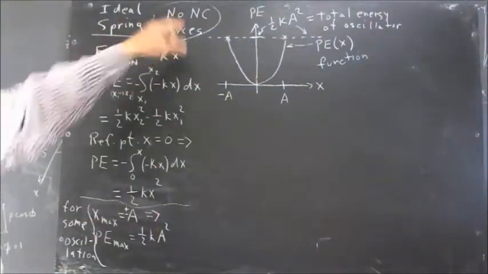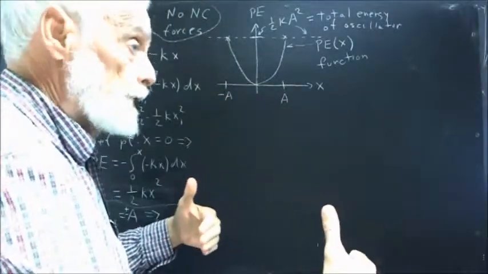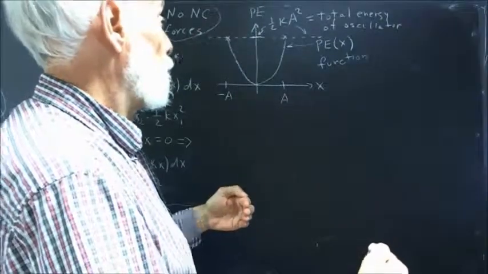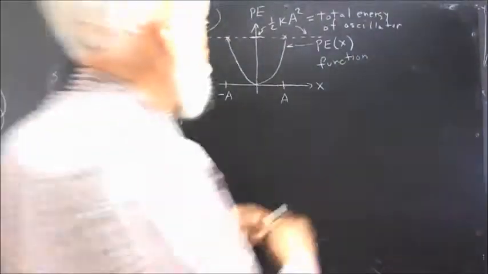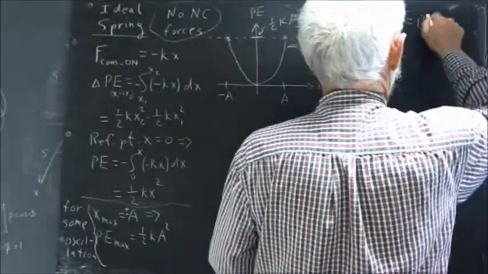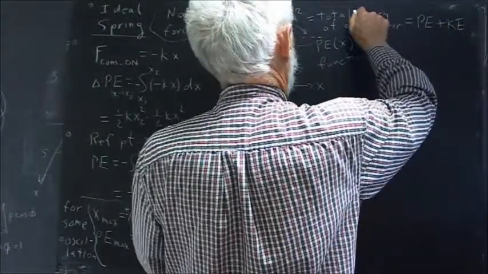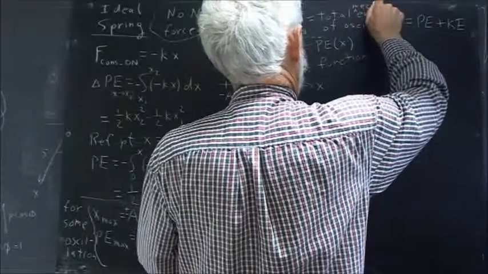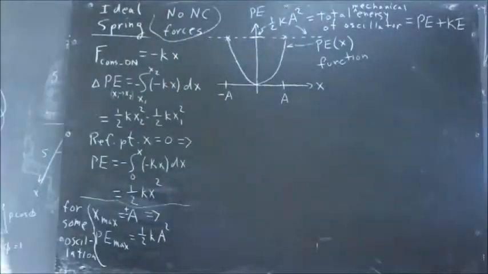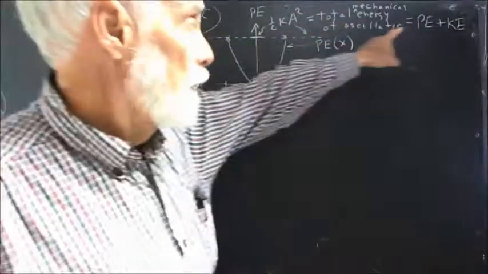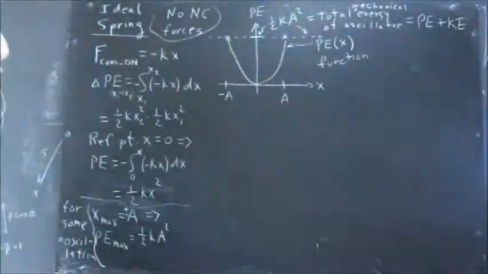Because there are no non-conservative forces, if A is the position at which the oscillator stops, its kinetic energy is 0. Total energy is the sum of the potential and kinetic. And that should actually be total mechanical energy, just to be complete. Total mechanical energy of any system or object is the sum of its potential and kinetic energies.